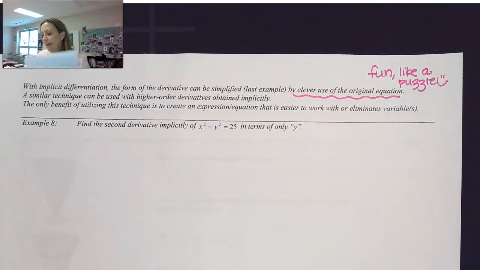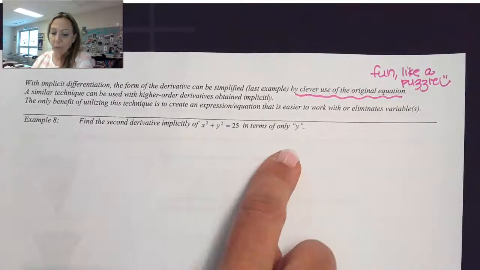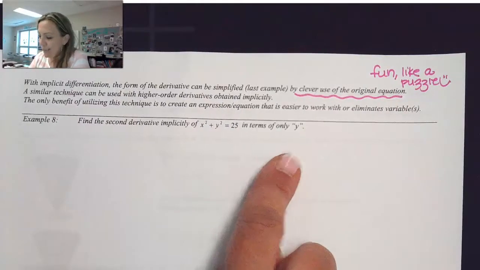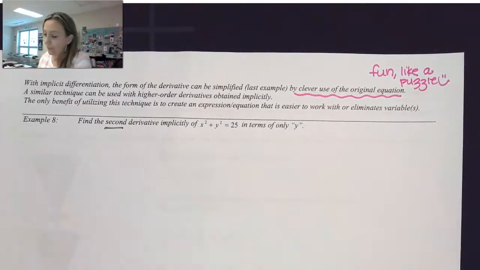All right, so let's find the second derivative implicitly of x squared plus y squared equals 25. And this says in terms of only y, okay? And again, this wants the second derivative. So let's see what we can do. Let's start by taking the first derivative, all right?